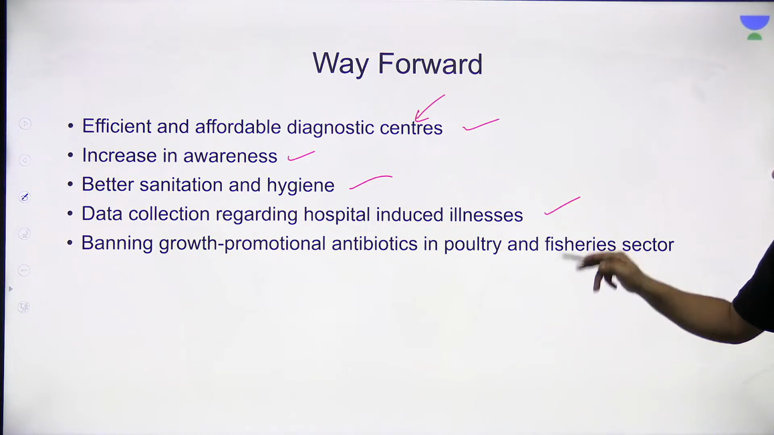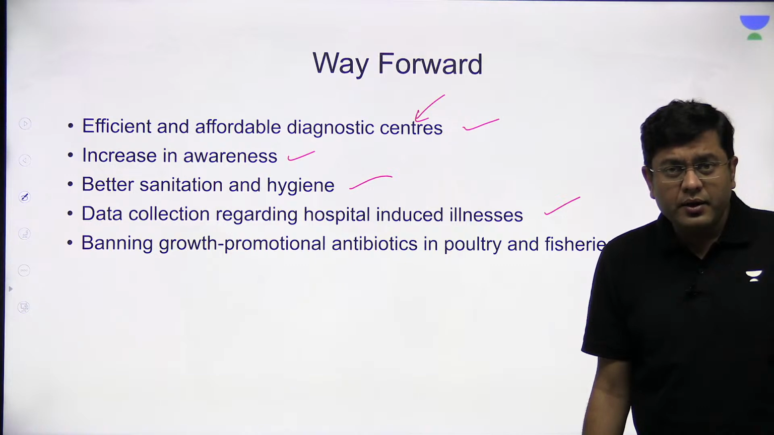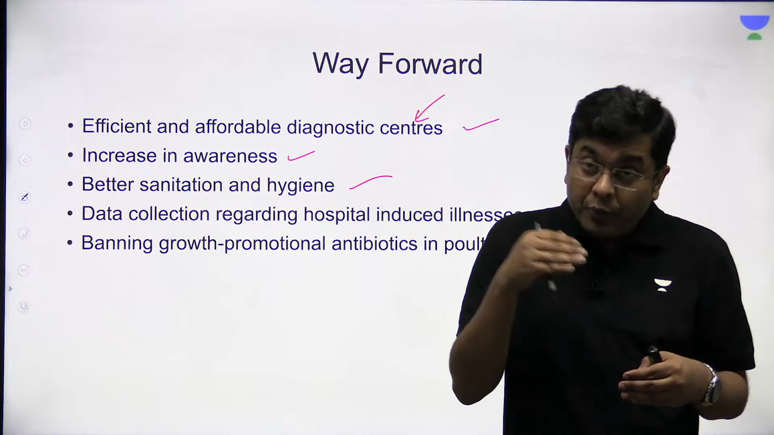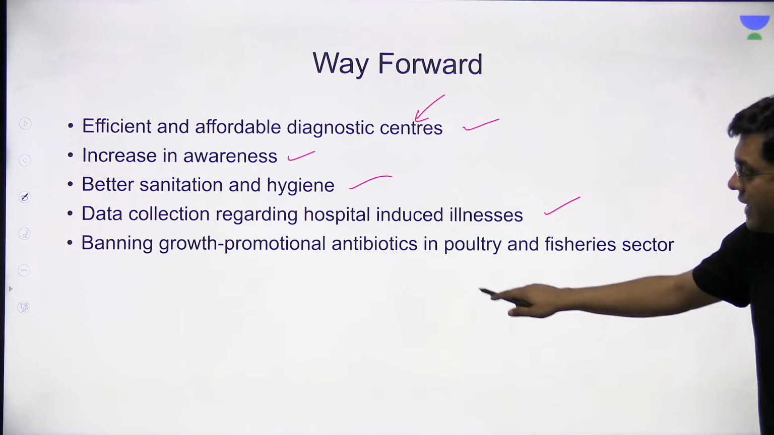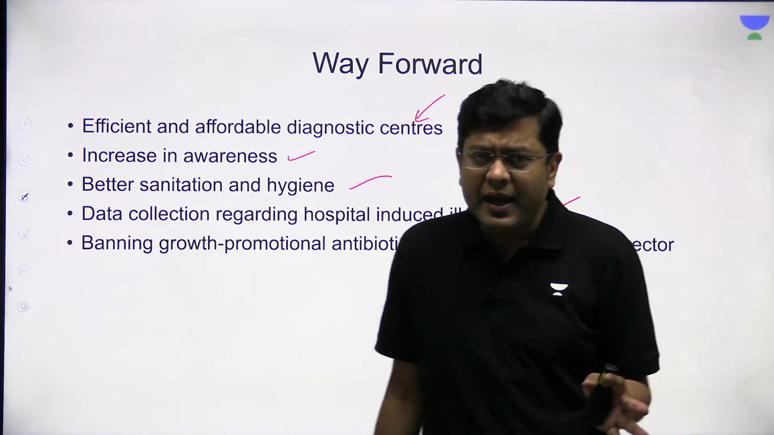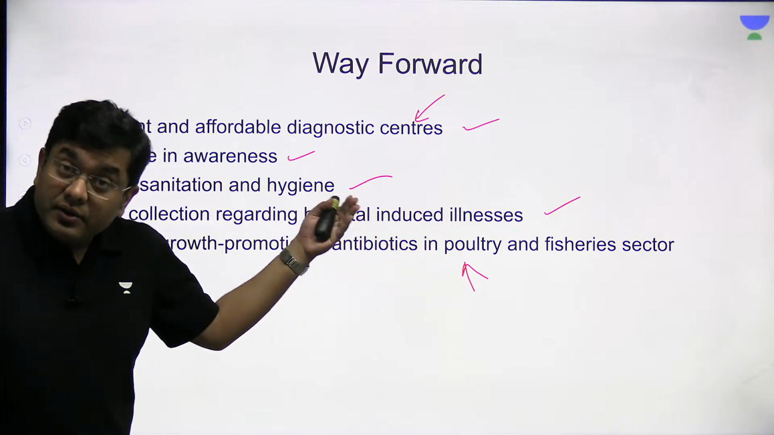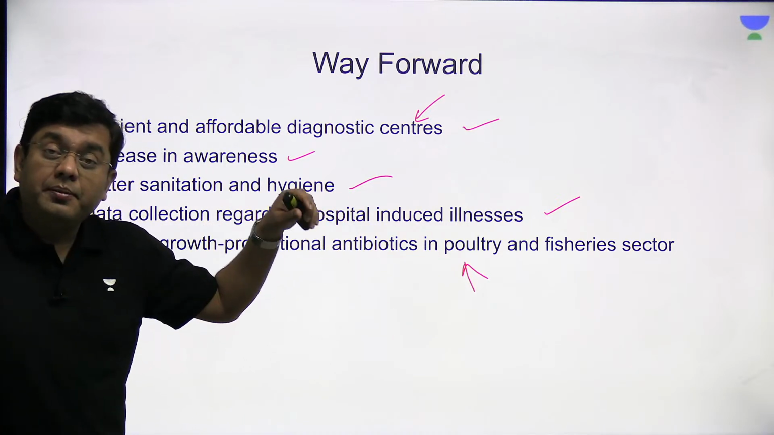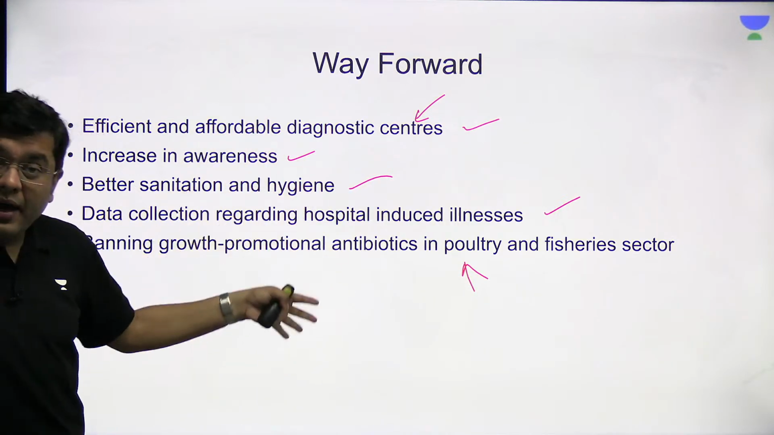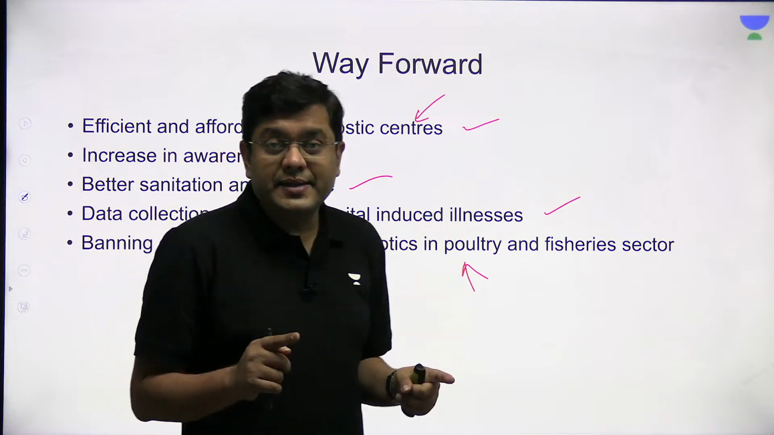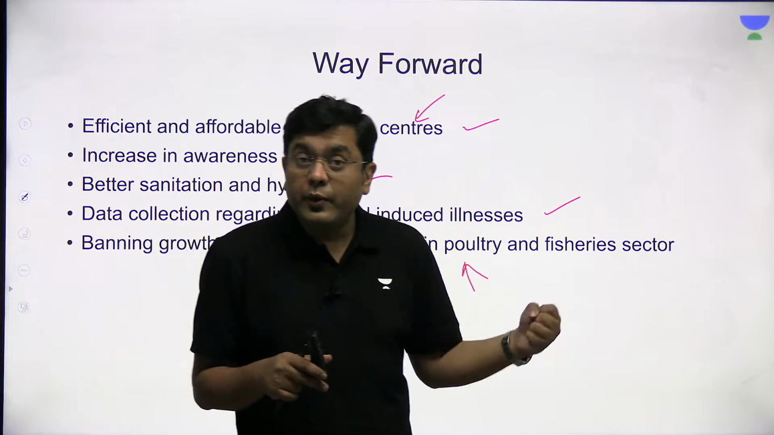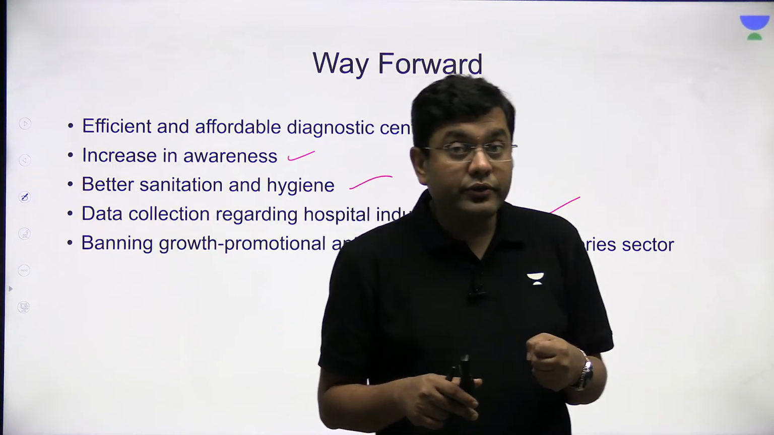Data collection regarding hospital-induced illnesses should be there, and it should be made a priority for all the hospitals to report that data. Then banning growth promotional antibiotics in the poultry, fisheries sector and the entire animal husbandry sector, so that those animals don't become the carriers of such kind of microbes. So these are important and relevant because you have to link it to the economic poverty and the rural poverty as well that it can induce, and it does induce.